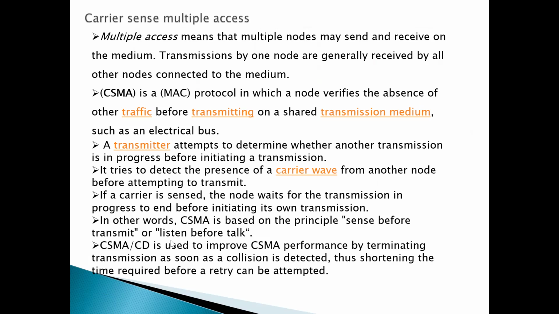Now, further detail. A transmitter attempts to determine whether another transmission is in progress before initiating a transmission. The transmitter is a computer which transmits the data, meaning the sender. As I already told you, every computer tries to sense if the network path is available before sending data. It tries to detect the presence of a carrier wave from another node before attempting to transfer. So it would try to sense if there is any other computer which has sent the data.